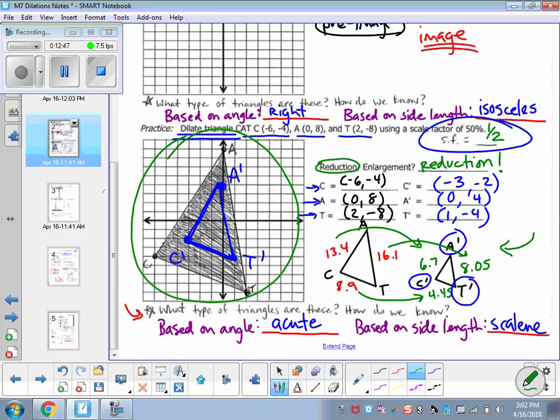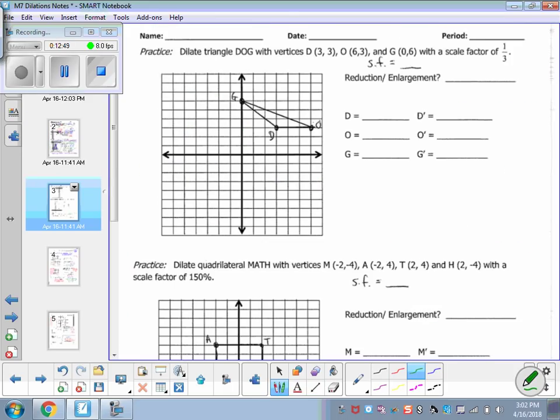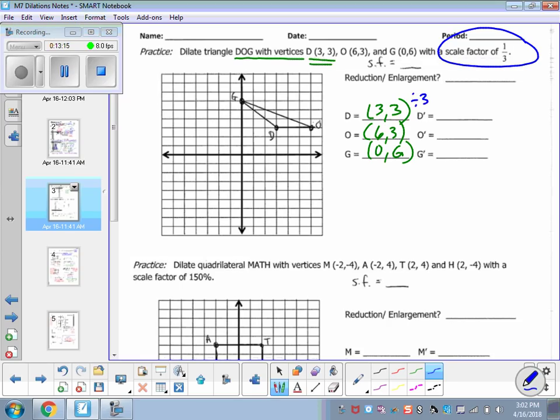All right? So on our next page here, now what we have is triangle DOG. Vertex D is at 3, 3. So you guys can write that down. O is at 6, 3. And G is at 0, 6. All right? So now what we're going to do is we're going to take 1/3 of each of these dimensions by simply dividing by 3.